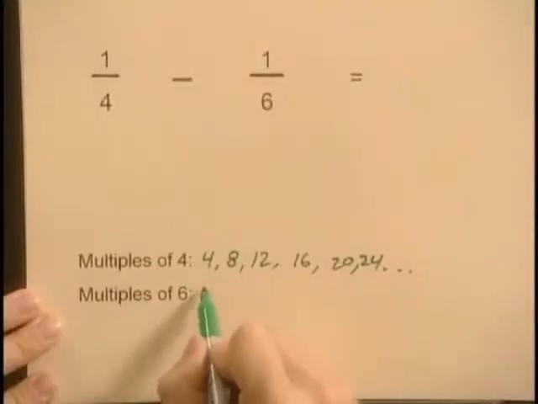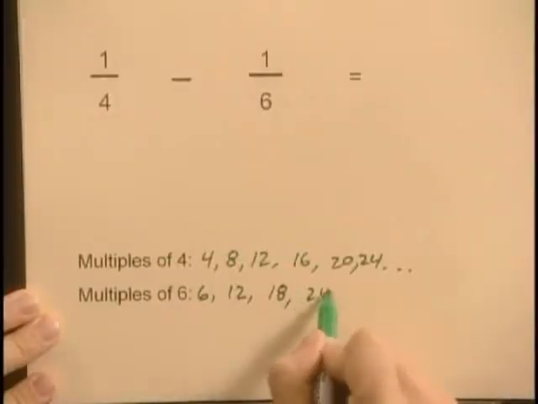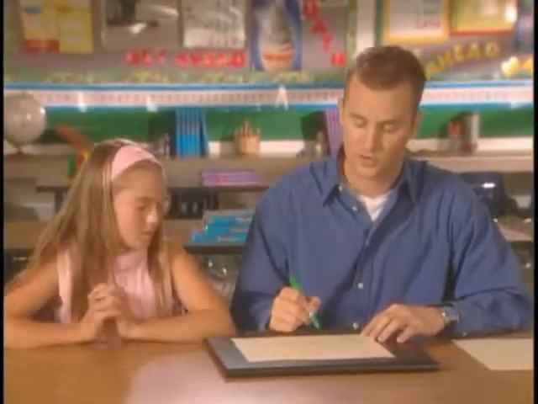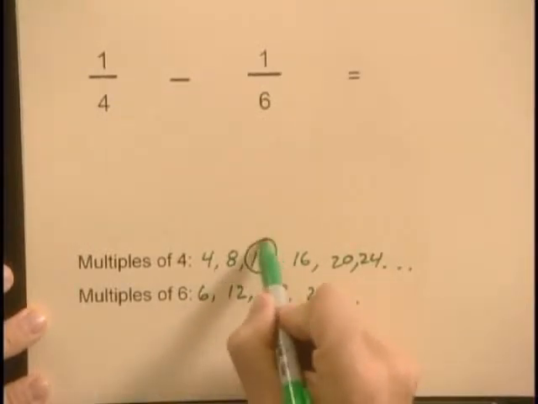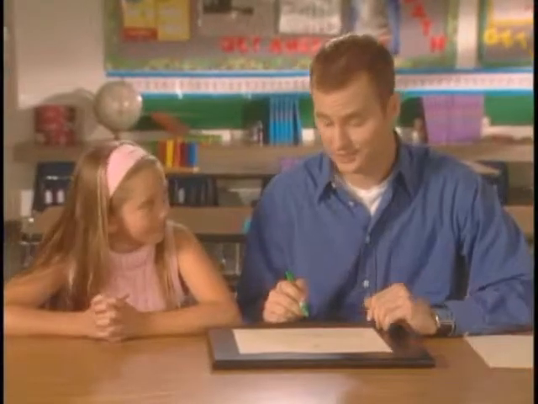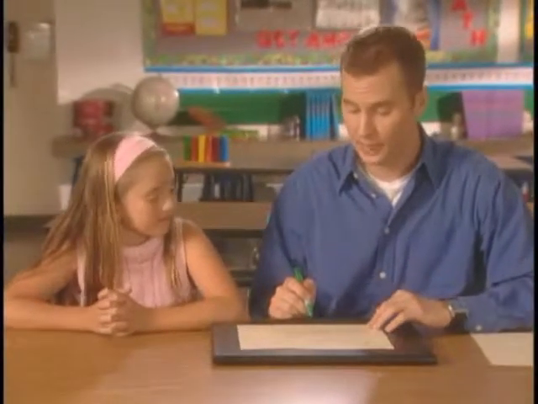Let's do the same thing for 6. 6 times 1 is? 6. 6 times 2 is? 12. Excellent. 18, 24, and so on. Now what we want to find is our least common denominator, or the least common multiple of 4 and 6. That number is right here. 12, right? Yep. That's the smallest multiple that both of them have in common. Hence the name, least common multiple.